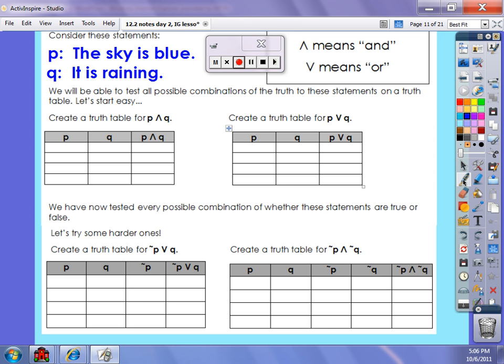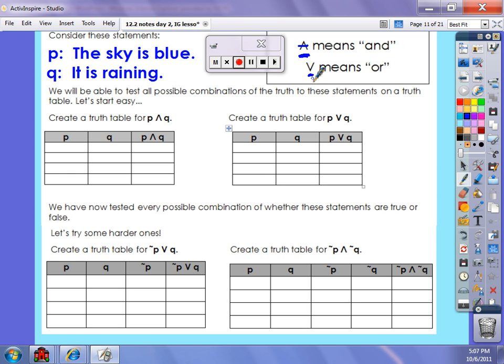We're going to use the statements: the sky is blue is P, and Q, it is raining. So I think we are all okay with P and Q and P or Q. Remember, the symbol that looks like a capital A without the crossbar means and, which I always remember because you can cross the A. And the one that looks like a V means or. So in your truth tables, if you see the one that you could cross and make an A, that's and, and if it looks like a V, that means or.